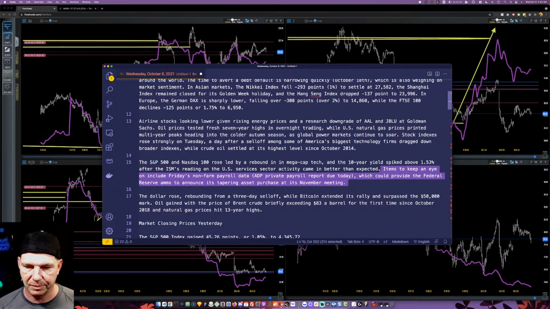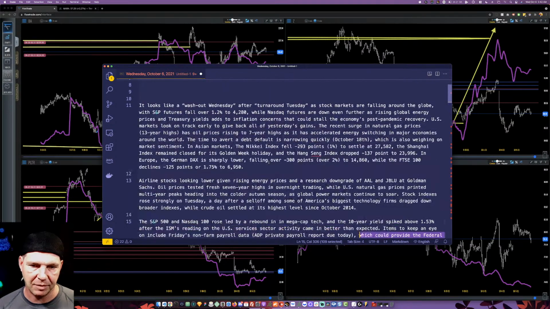Items, this is important. If non-farm payroll data and ADP private payroll data come out positive, that could signal the Fed saying, hey, the market's good in November to begin tapering, right? Keep an eye on that. Airline stocks looking lower, right? Because they are airline stocks, and that's what happens. They're saying it's washout Wednesday after turnaround Tuesday. I'm not exactly sure of that. So don't be biased going into today. Keep an open mind, play the chart in front of you.